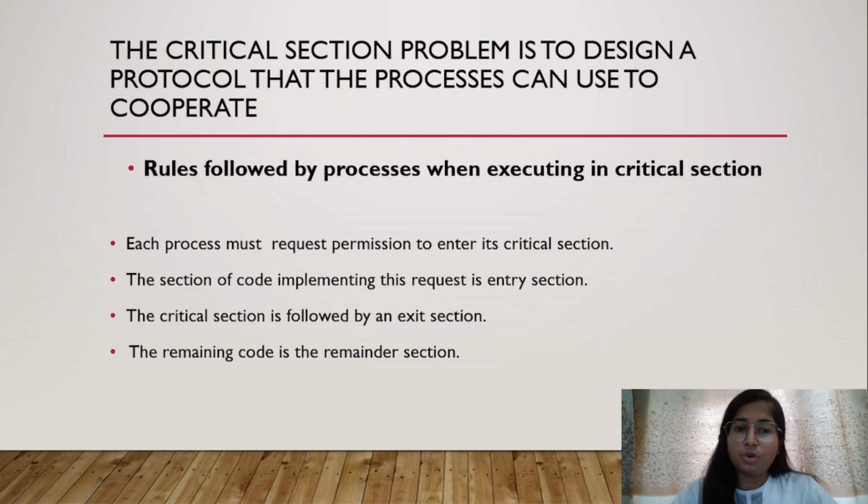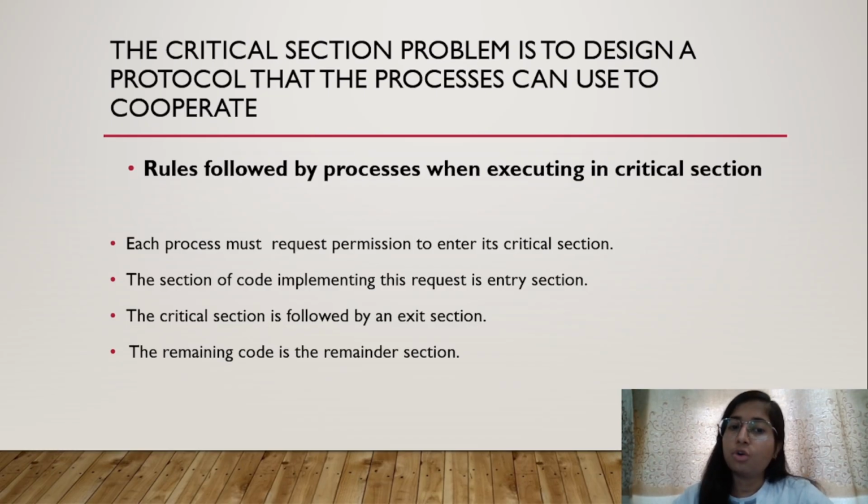Second, the section of code implementing this request is the entry section. The entry section is the one which handles this request. When a process wants to request the CPU, the entry section contains the code which helps in regulating the process, granting and holding the permission to the processes. Third, the critical section is followed by an exit section. After a process performs its task and completes, it should exit and let the other processes do their tasks. That is handled by the exit section.